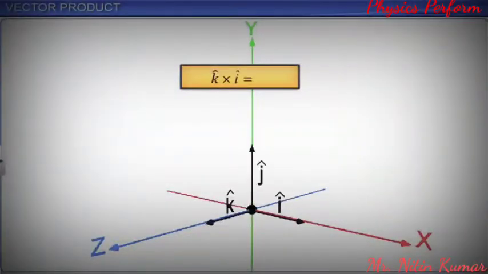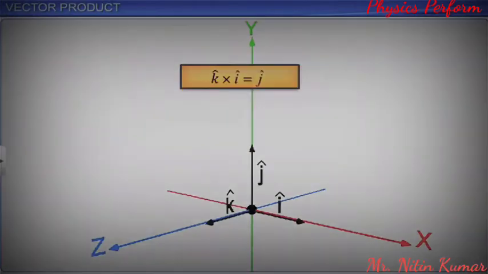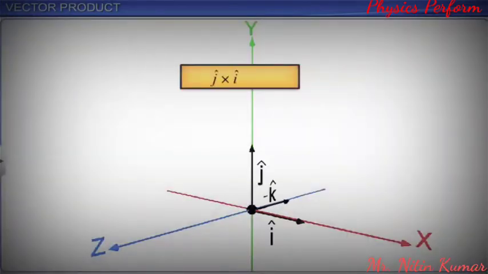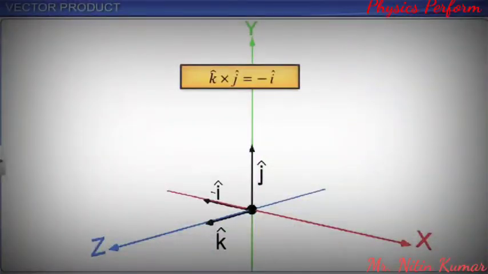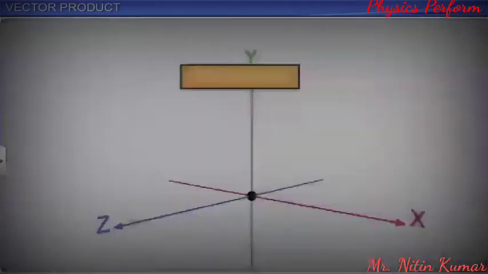J cross i is equal to minus k. K cross j is equal to minus i. And i cross k is equal to minus j.